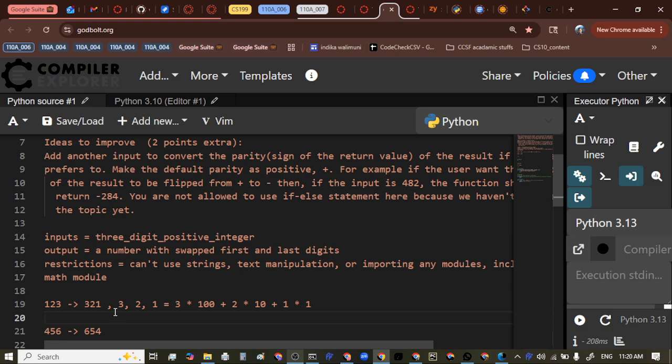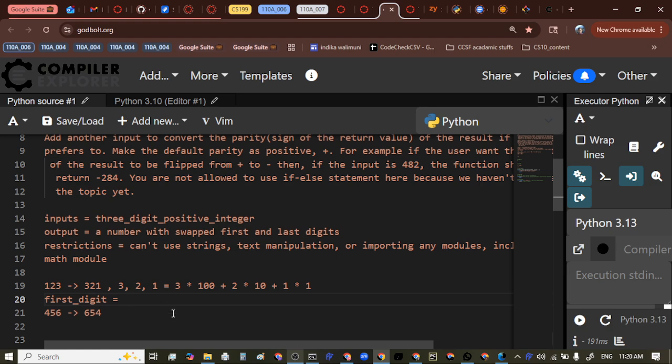So what division? I'm going to take this as my first digit, middle digit and last digit. Okay, so first digit equals what? 123 divided by. What division? So we can't use floor or modulo? You can use modulo, but floor is not an operator.